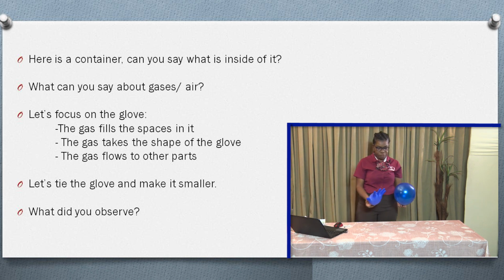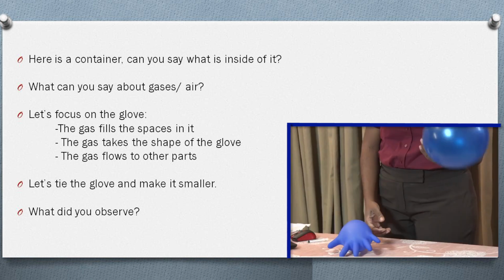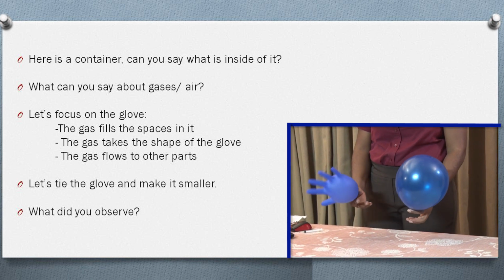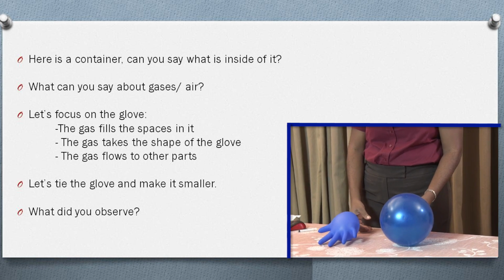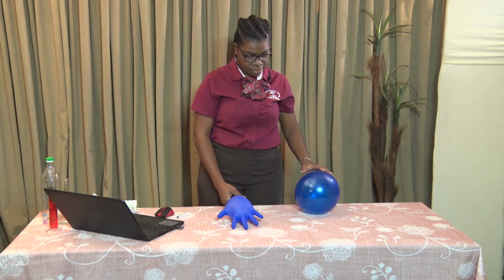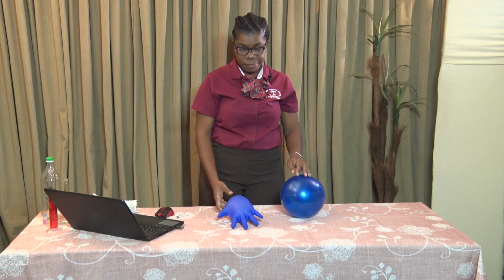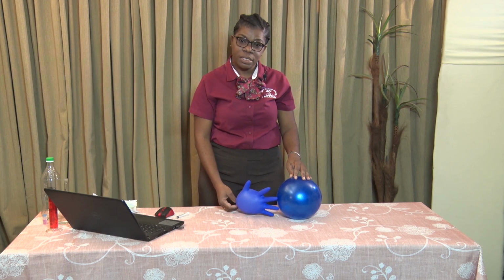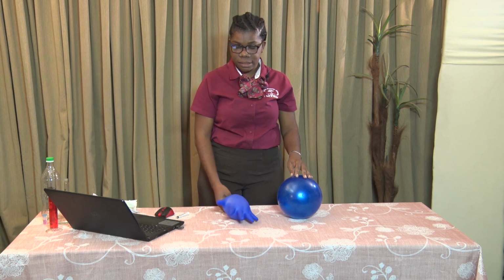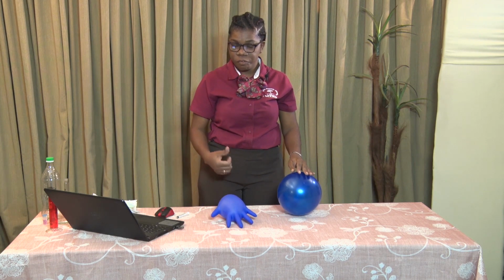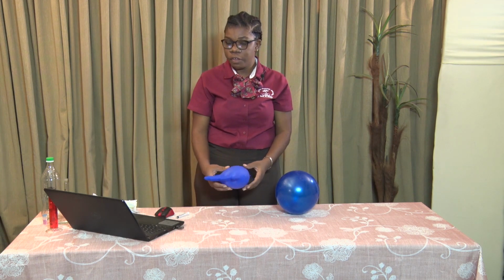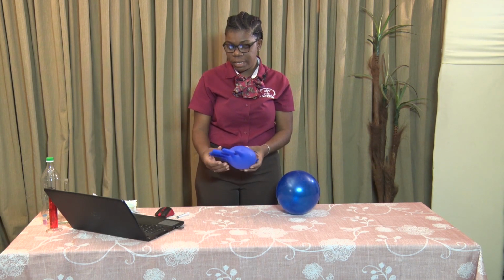So here we have two inflated objects. This is a balloon and this is a glove. Do you notice the difference? Yes, the shape is different. So what does that tell you about gases? Very good. Like liquids, they take the shape of the container in which they are.